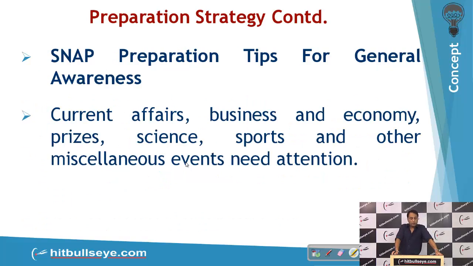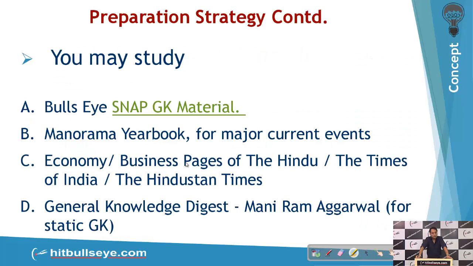SNAP preparation tips for general awareness: current affairs, business and economy, prizes, science, sports, and other miscellaneous events need attention. You may study the Bullseye SNAP GK material, which is fairly comprehensive. Manorama yearbook for major current events, economy and business pages of the Hindu, the Times of India, the Hindustan Times, and a general knowledge digest like Manorama Agarwal for static GK. These are just examples. You need to look at the sources available at your end and work on the information accordingly.